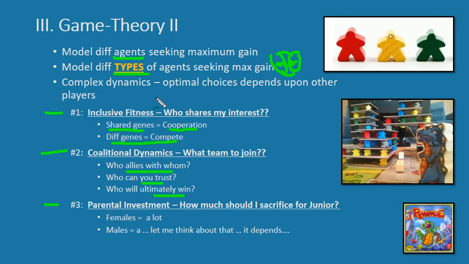And then the third element here where we can see some complex game theory is in this parental investment. And that's the essence of the question, how much should I invest in Junior? Junior being my stand-in for some kind of offspring. So it turns out for most mammals, females are going to invest a lot in offspring, and males are like, well, let me think about that. And lots of males end up investing heavily in their offspring, but that's not always the case. And there's a difference between males and females in terms of the game that they're playing.